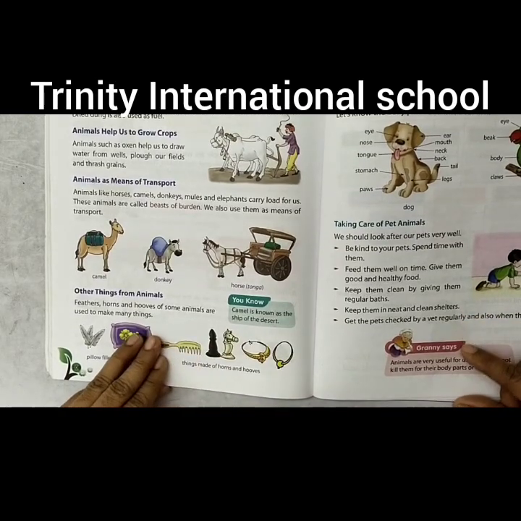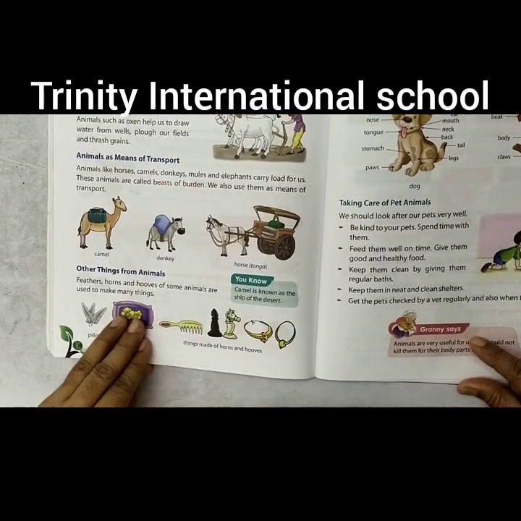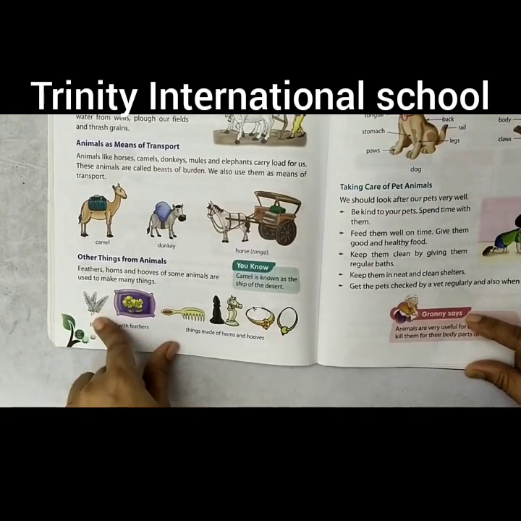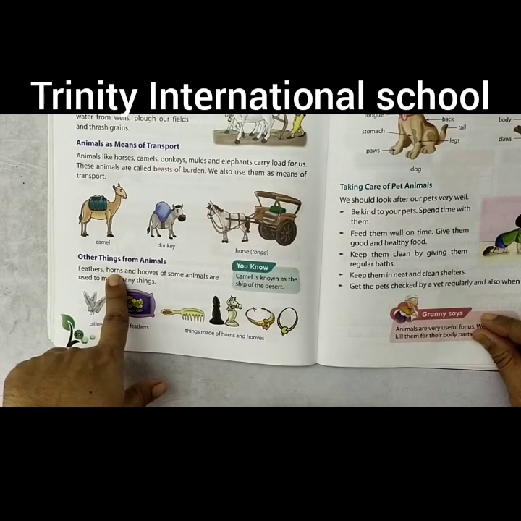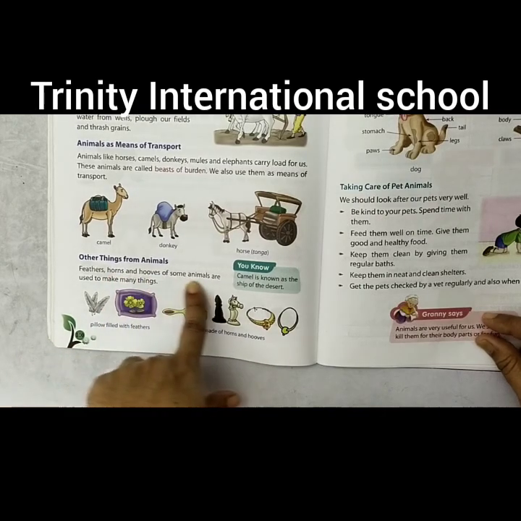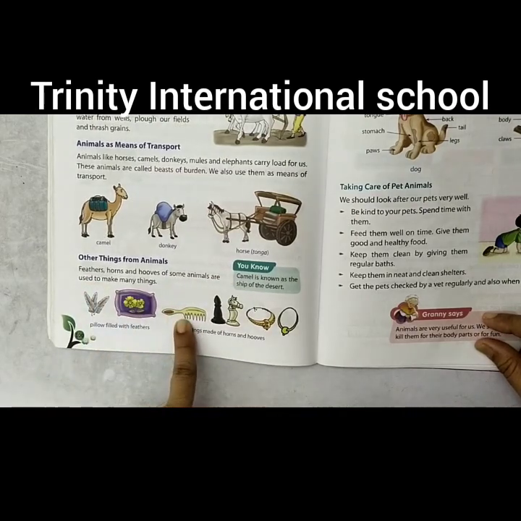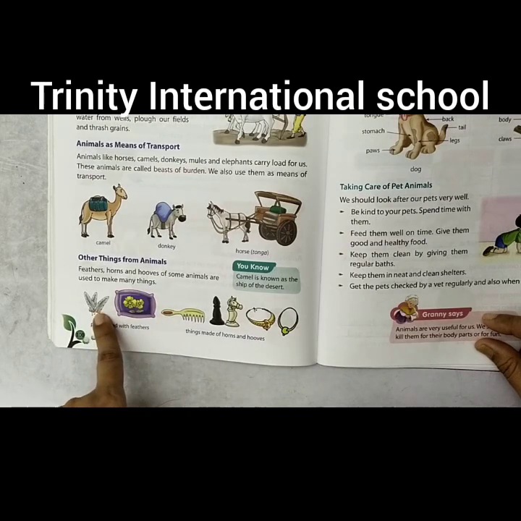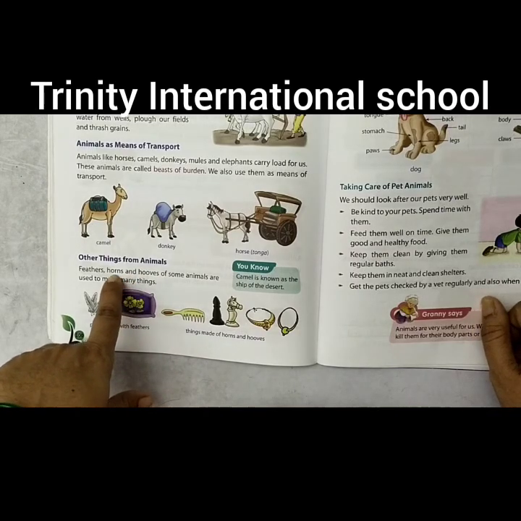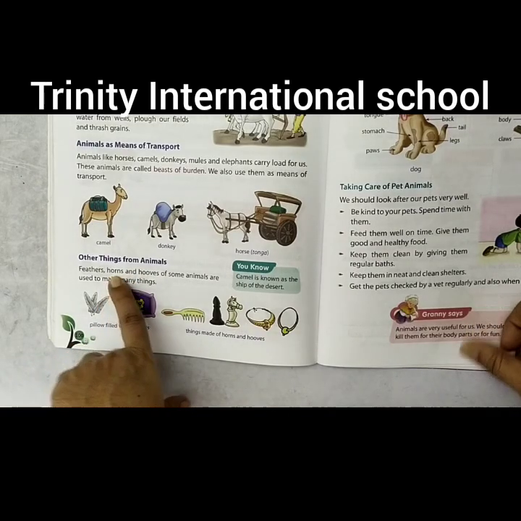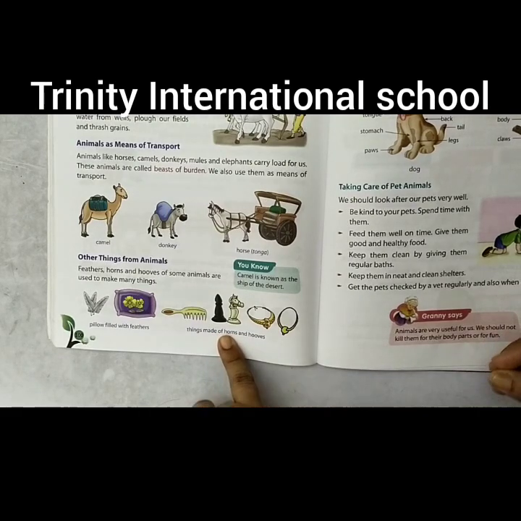Now some more things we get from animals, like you can see feathers, हम use करते हैं ना for decorating purpose. Then horns we are using. Hooves of some animals are used to make things. So you can see pillow filled with feathers. So feathers are used for decorating purpose. Then horn जो सींग रहते हैं ना, सींग, उसका भी हम यूज़ करते हैं क्योंकि वो हार्ड रहता है.